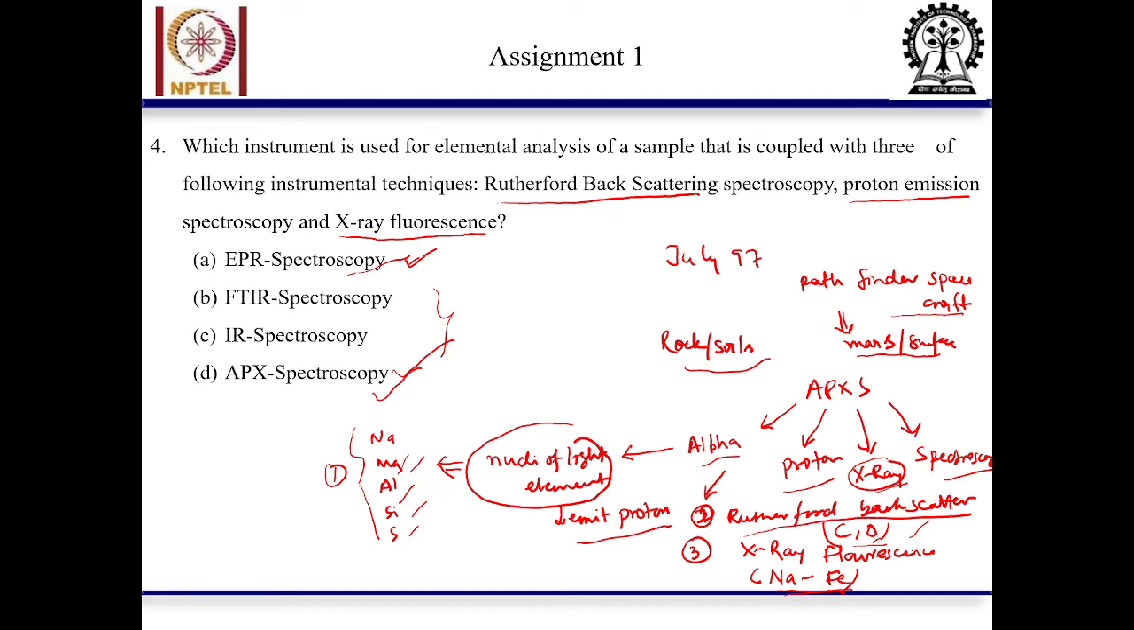So is question number 4 clear? Can anyone reply? Anyone? Okay.